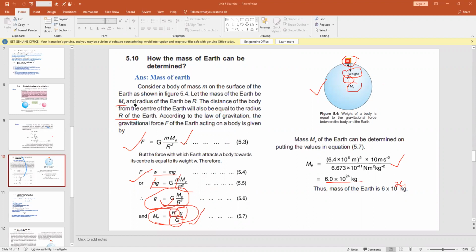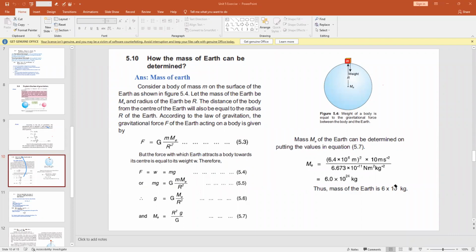So for this question, we just have to draw the diagram, give the explanation of the diagram, then derive the relation for mass of Earth and by putting in the values, we get the value of mass of Earth that we have to write over here, right? So I think this is enough for today.